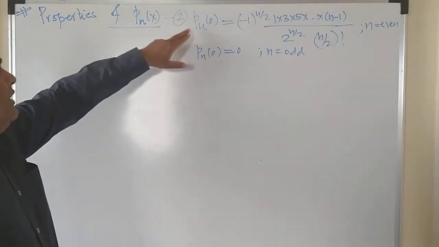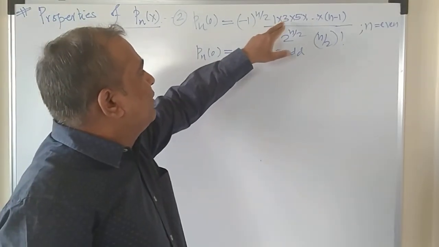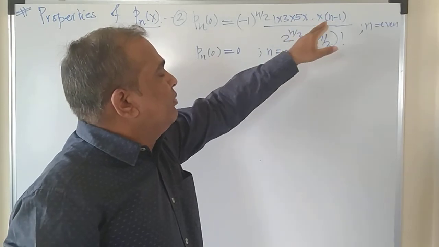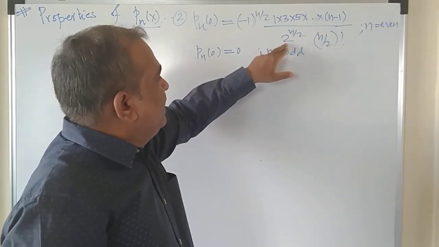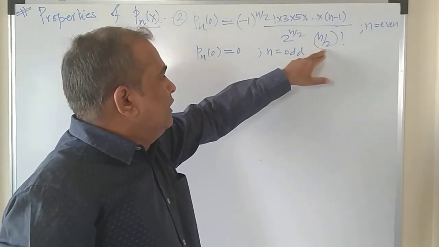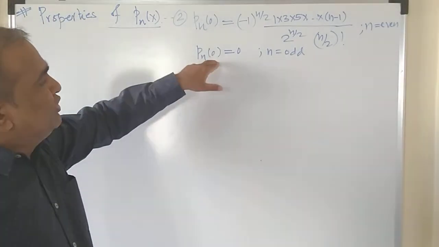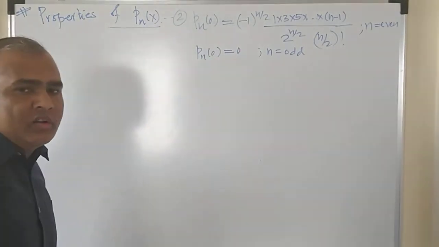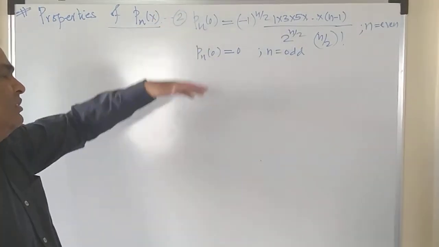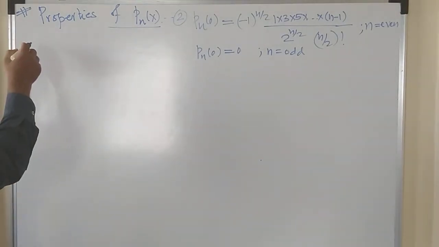Now the second property is Pn of 0 is equal to minus 1 raised to n by 2 into 1 into 3 into 5 into n minus 1, that is the odd number, upon 2 raised to power n by 2 into n by 2 factorial when n is even, and Pn of 0 is equal to 0 when n is odd. So this is the second property, and if you observe these relations very carefully, you will find that the value of x is equal to 0.